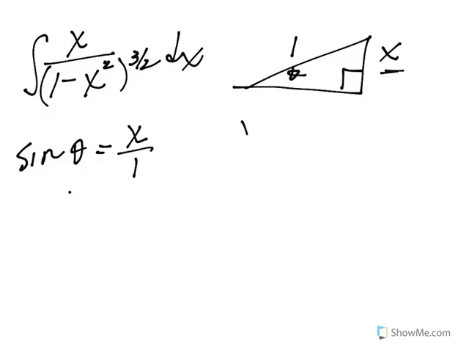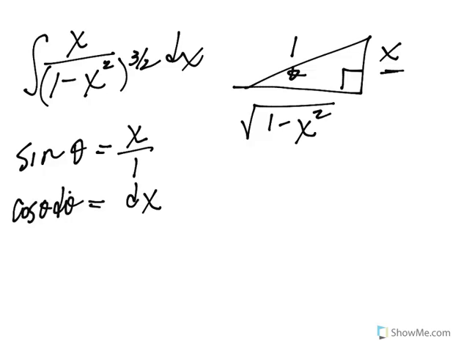Now, by default, I'm going to put the square root of 1 minus x squared on the bottom. Following the pattern now, if I derive x, I get dx. That gives me the cosine of theta d theta. I also need an expression for the root, so I relate this side to this side. That is adjacent over hypotenuse. That's the cosine of theta is equal to the square root of 1 minus x squared.